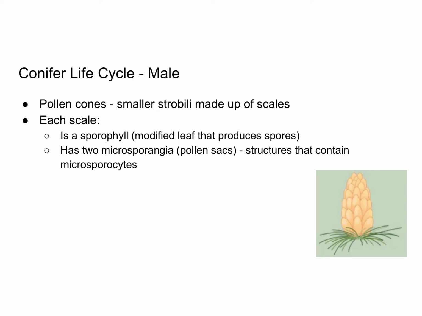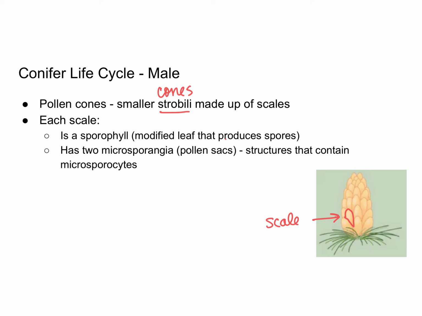Remember that conifers are heterosporous, so they do have male cones that are different from the female cones. The male cones are also known as pollen cones, and they are smaller cones. Remember, strobili, or strobilus, is just a fancy word for the cone. And these cones are made up of scales just like the female cones are. So you can see right here, this is one scale.